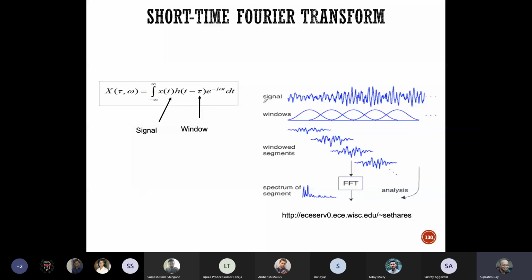So here, this is the signal. When I say I want to just compute the Fourier transform, essentially I've got a complex sinusoid, and I take the inner product of x with that sinusoid.